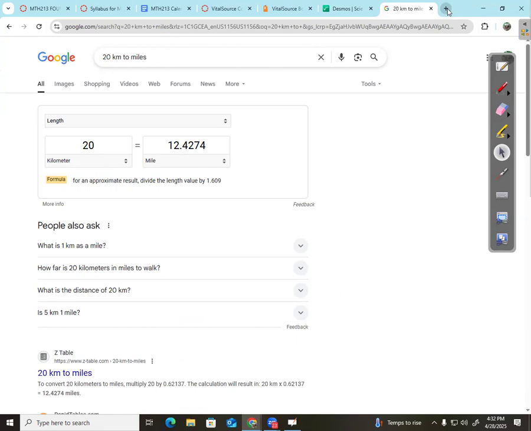And Google gives a similar but different answer. It says it's more like 12.4274. And then look at what it says underneath: for an approximate result, divide the length value by 1.609. Isn't that what we did? Yeah, and sometimes Google does exactly what I would have done. Other times it does something different, just because it was programmed with a different default conversion factor. Just depends.